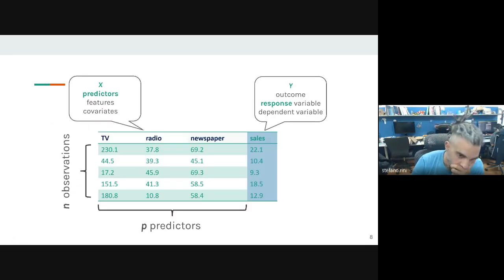As we said, these are the X predictors, and this is the Y outcomes. And usually, once we have this, we build a data set of observations. So we build a data set in which we have P predictors that we use to produce the output for one variable. And we have an observation of this phenomenon. And this is what we call a data set.